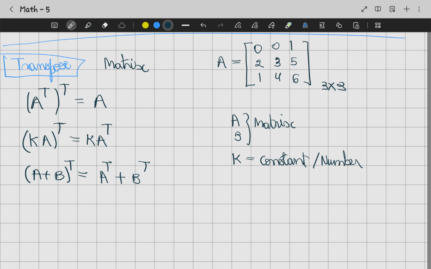There's more to it. Now we have this condition. This is just a condition: if the transpose of a matrix happens to equal that matrix, now we say that matrix is a symmetric matrix. That's what you see, and we know this is just a matrix.